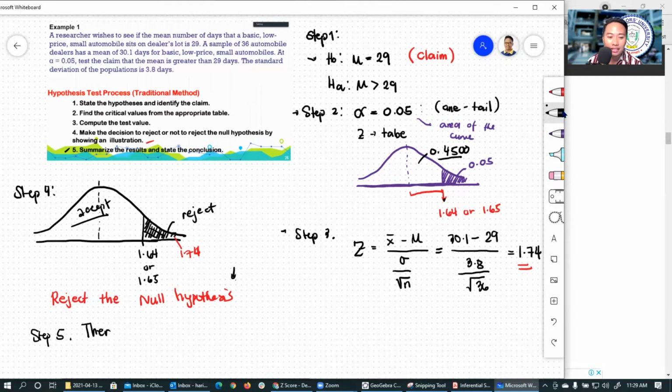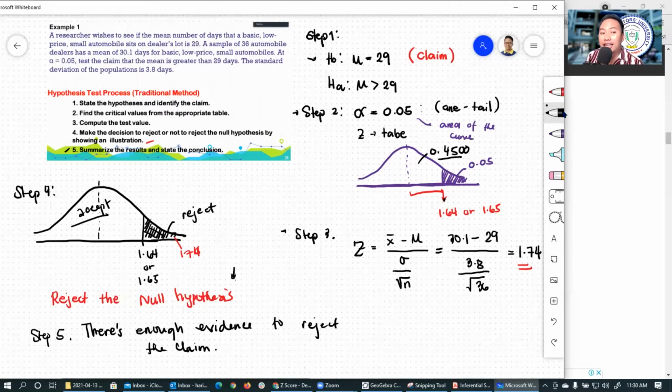So you can say there is enough evidence to reject the claim. In other words, guys, the researcher's claim is not true that the population mean is 29 days. It is true that there is a difference. It's greater than 29. Okay?